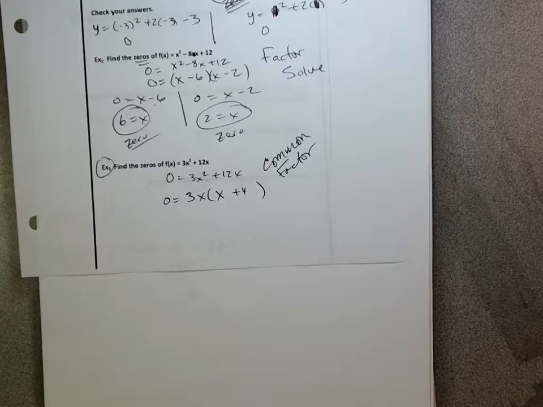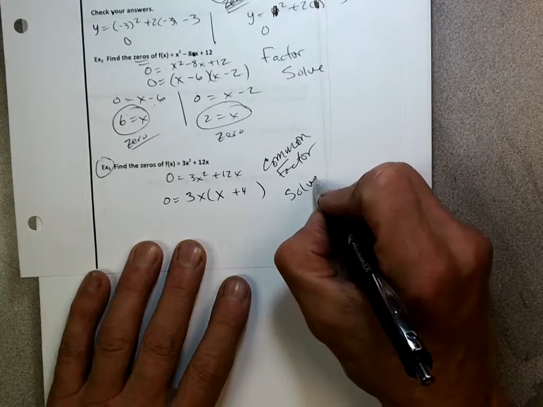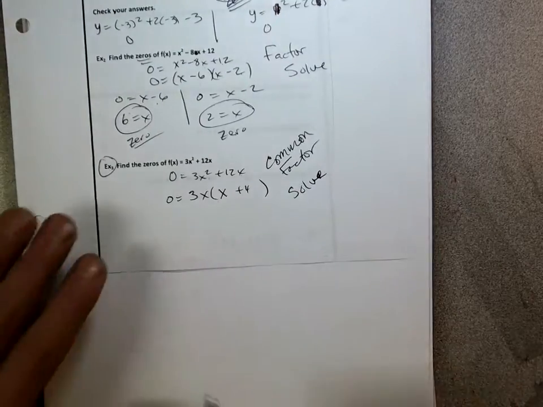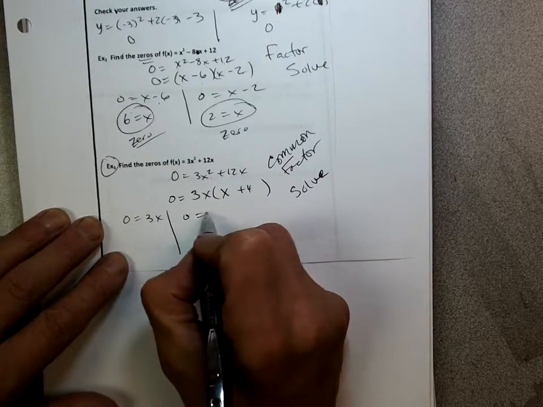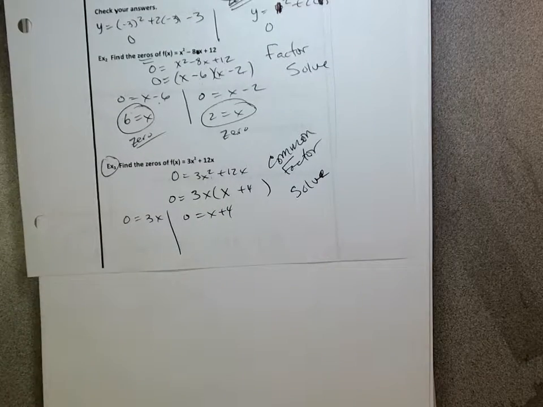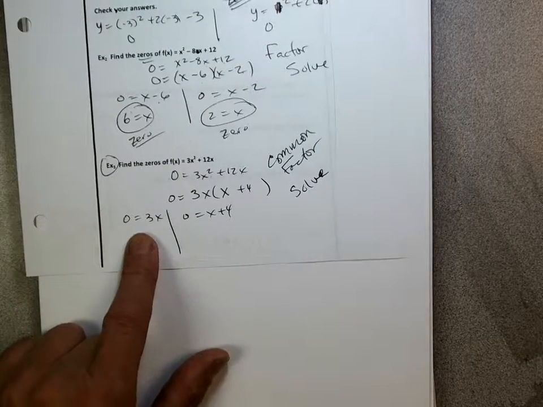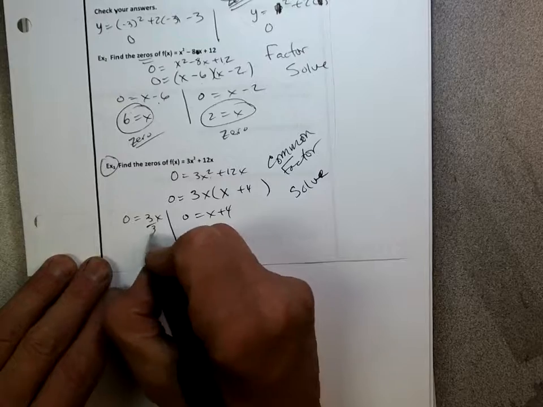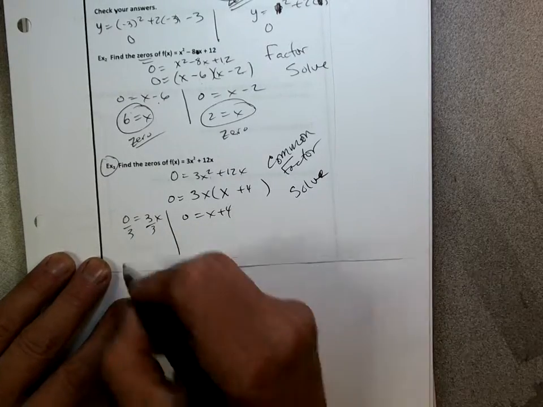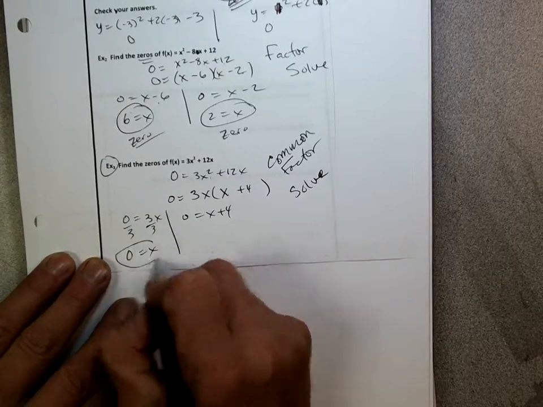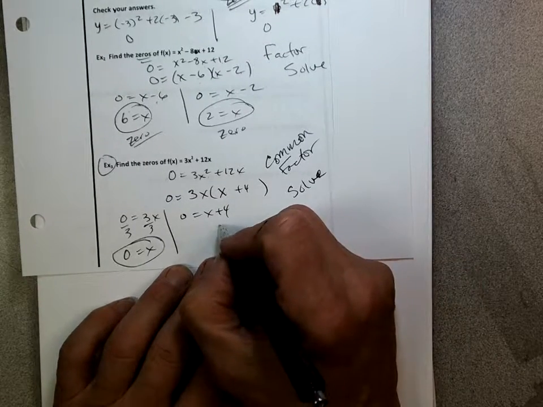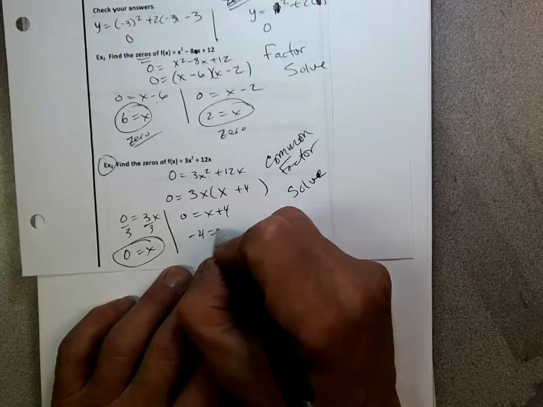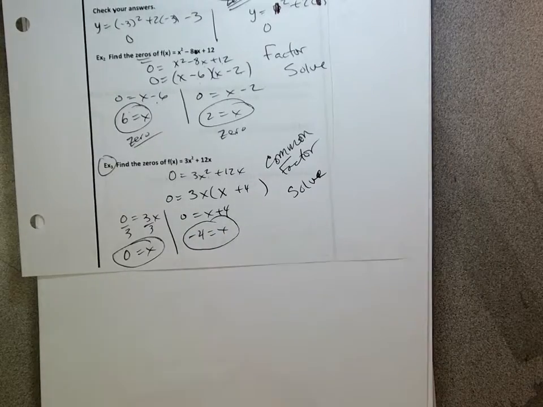Okay, again, I'm solving. So set them both equal to 0. 3x equals 0, and x plus 4 equals 0. I'm just going to solve. Don't get tricked by this one. Just divide by 3. Divide by 3. 0 divided by 3 is just 0. That is a 0. Minus 4, minus 4. The other one is negative 4. There's your two zeros, at 0 and at negative 4.